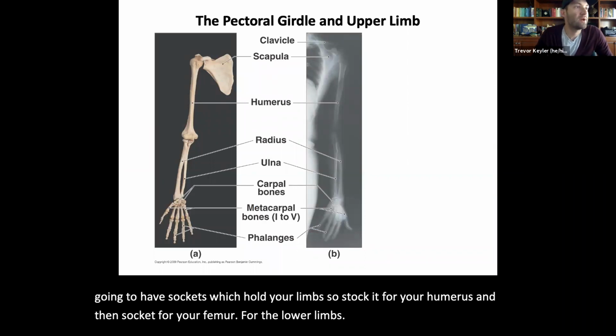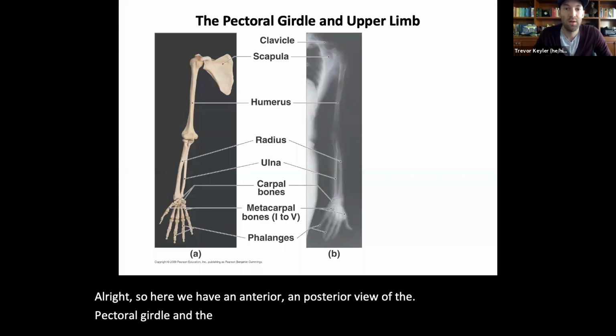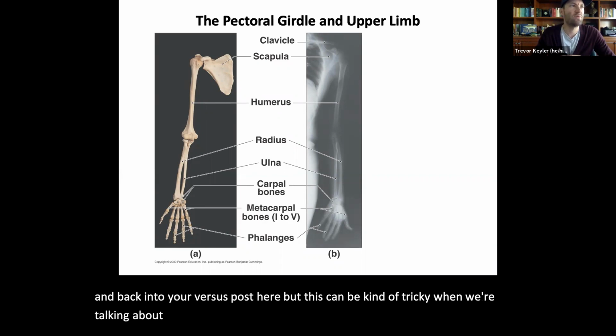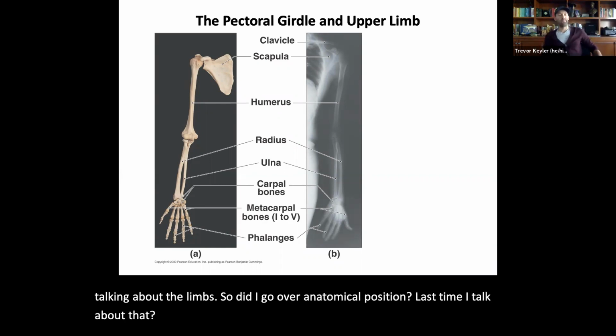All right, so here we have an anterior and posterior view of the pectoral girdle and the upper limb as well. Those are going to be important again, front and back, anterior versus posterior, but this can be kind of tricky when we're talking about the limbs. So did I go over anatomical position last time? I don't remember. Well, anyway, quick review.